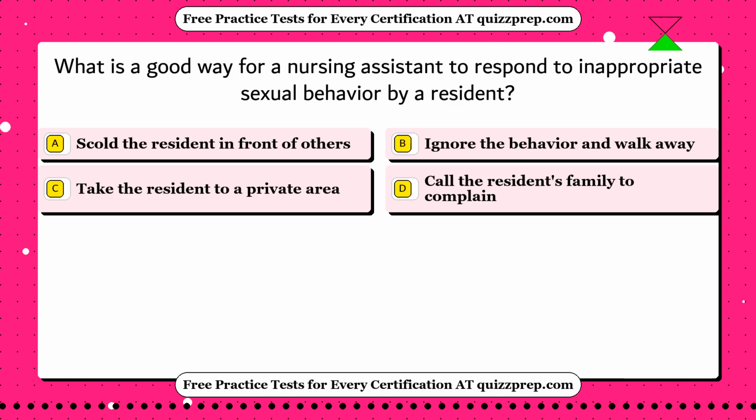Question 25. What is a good way for a nursing assistant to respond to inappropriate sexual behavior by a resident? Option A, scold the resident in front of others. Option B, ignore the behavior and walk away. Option C, take the resident to a private area. Option D, call the resident's family to complain.